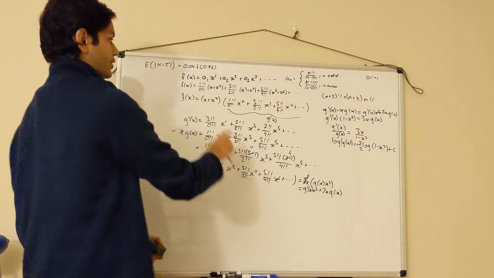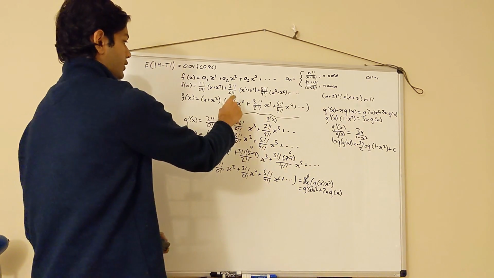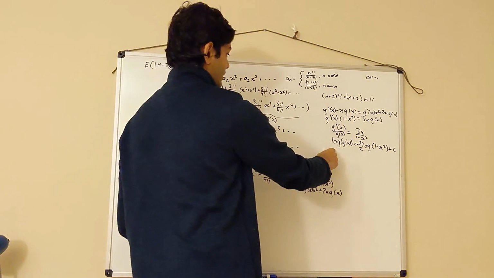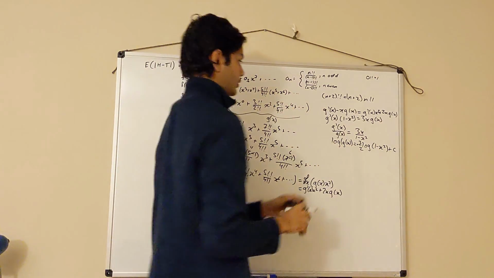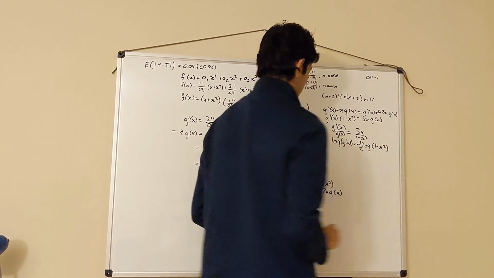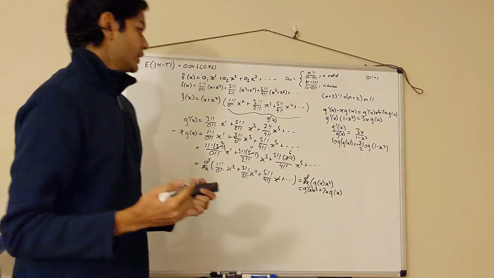1 double factorial over 0 double factorial is 1. And you have x to the 0. So this thing will also be log of 1, which will be 0. So c equals 0 minus 0, so c is just 0. So we can just ignore that bit over there. Okay. So what are we left with?